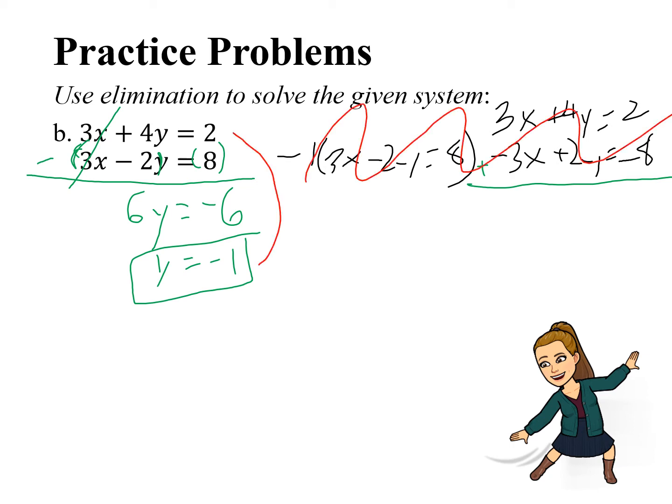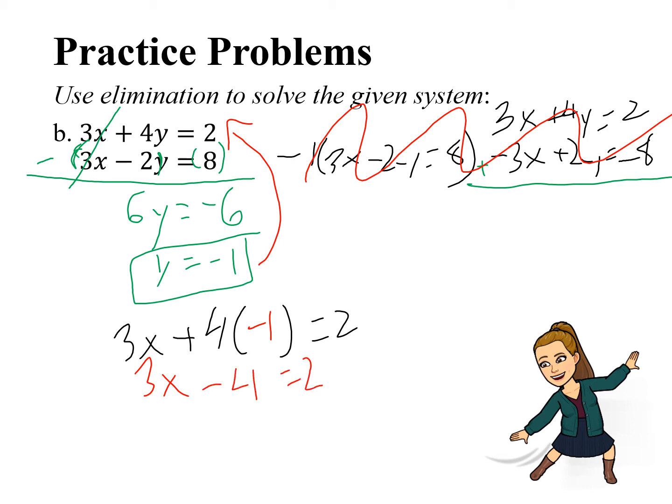We're going to plug this back into that first equation. So I see that I have 3x plus 4 times my y value equals 2. Well, my y value is negative 1. That leaves me with 3x minus 4 is equal to 2. If I add 4 to both sides, I get 3x equals 6, which tells me that x equals 2.